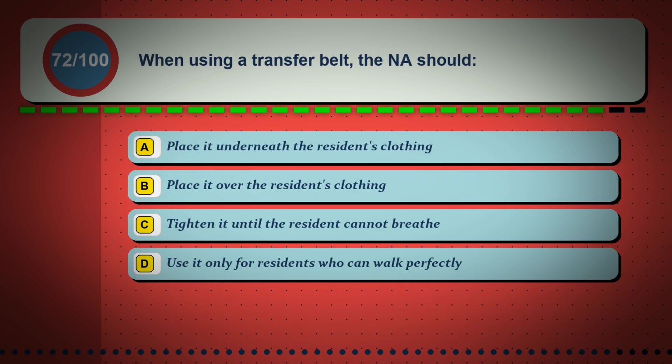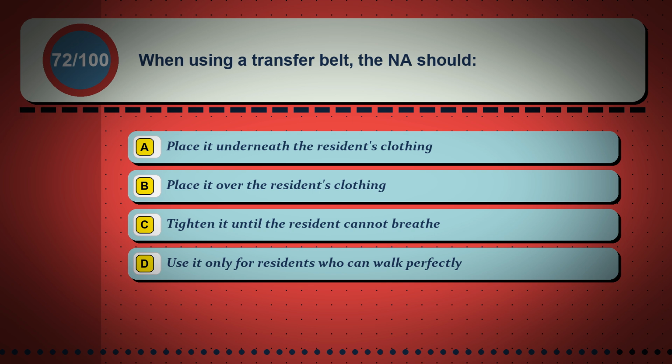Question 72. When using a transfer belt, the NAs should: Option A. Place it underneath the resident's clothing. Option B. Place it over the resident's clothing. Option C. Tighten it until the resident cannot breathe. Option D. Use it only for residents who can walk perfectly.